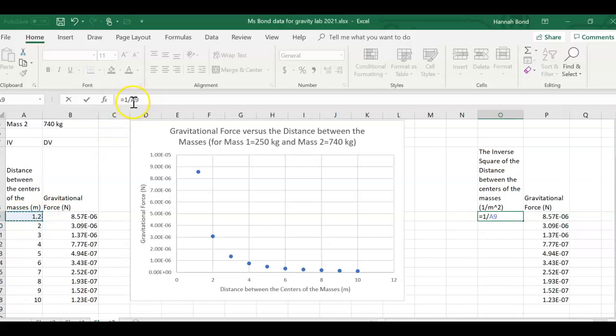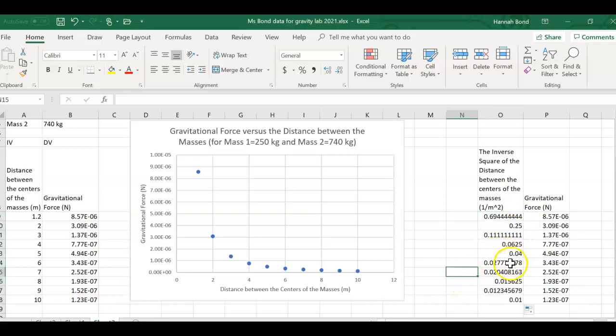captured that 1 divided by, it's going to go to cell A9 to find that distance, and I want to square that distance. So I'm going to use the Shift-6 key to get the little upward caret, and I'm going to type the number 2 because I'm raising that distance to the power of 2. Okay, so this is 1 divided by 1.2 squared. I'm going to copy this formula down to the bottom of this column. One way to do that is to bring your cursor into the lower right-hand corner of that cell that has the formula and then just double click.